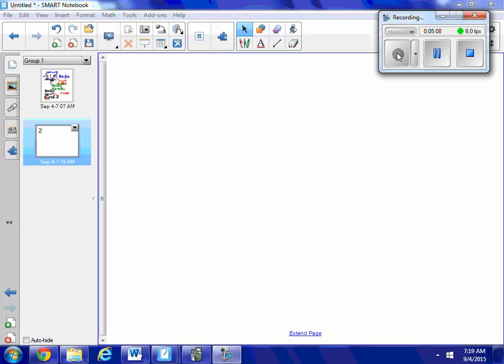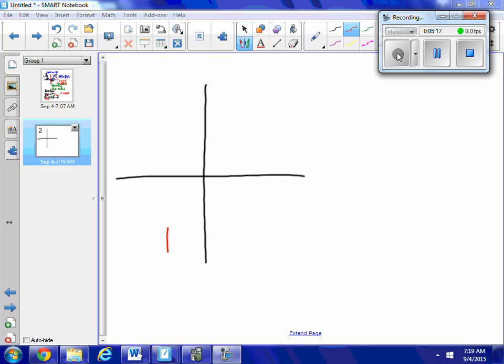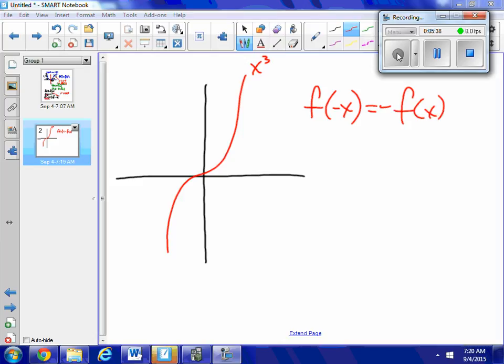What about an odd function? What is an odd function? So an odd function, my second favorite function, is the function x cubed. That is an odd function. So let's try and figure out why. An odd function says that f of negative x is equal to negative f of x.